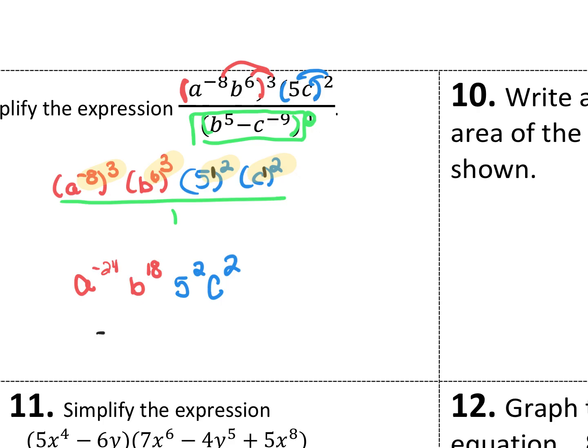And I'm going to write my final answer. This 5 squared in a calculator is 25. I'm going to cross it off, I've used it. The a has a negative power, so it needs to go to the bottom. I'm going to cross it off because I've used it. And then I have my b to the 18th and my c to the second power, which is my final answer.